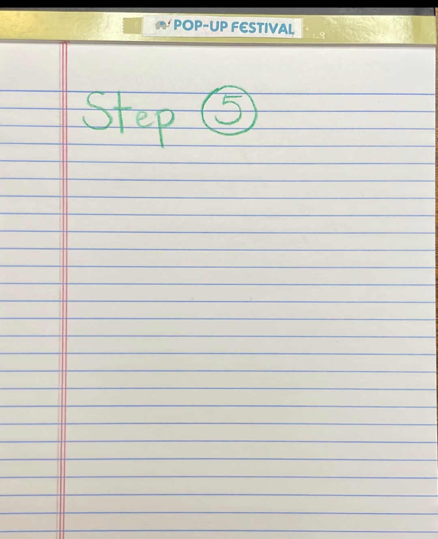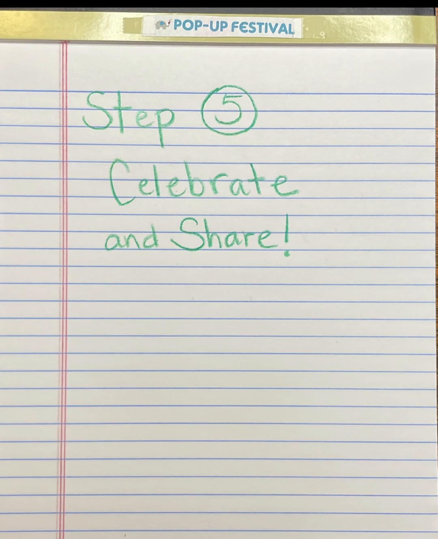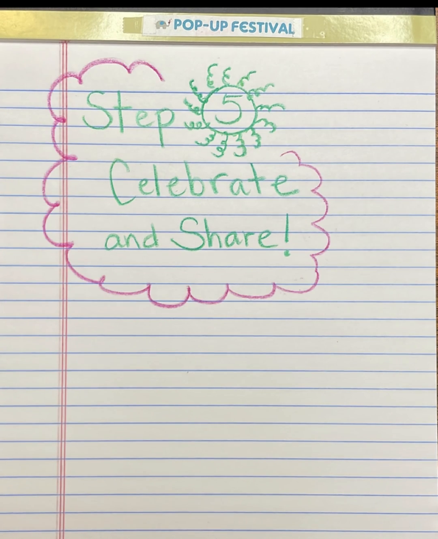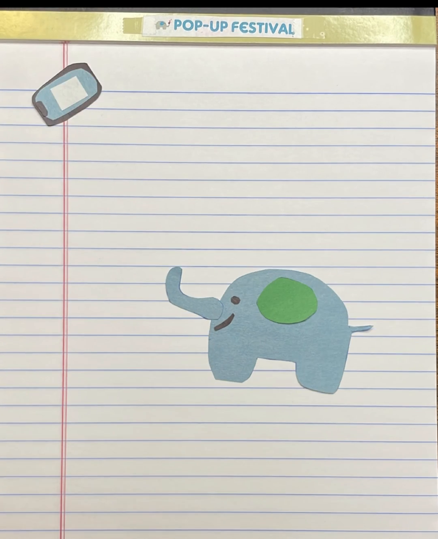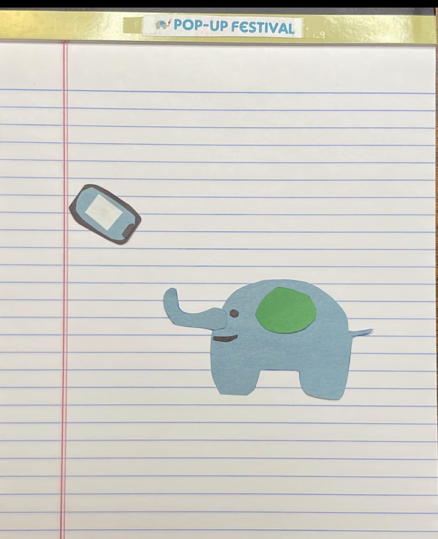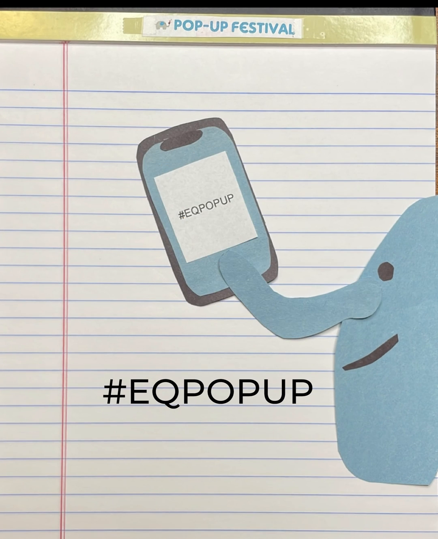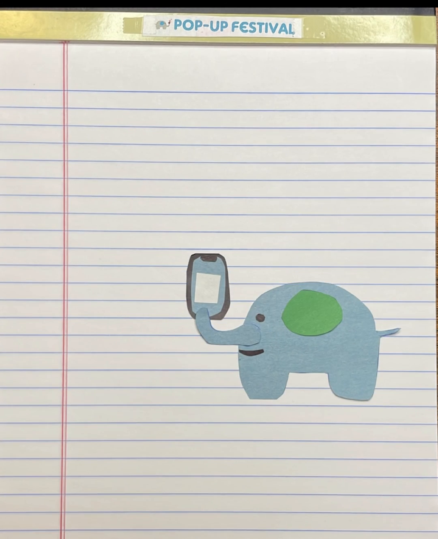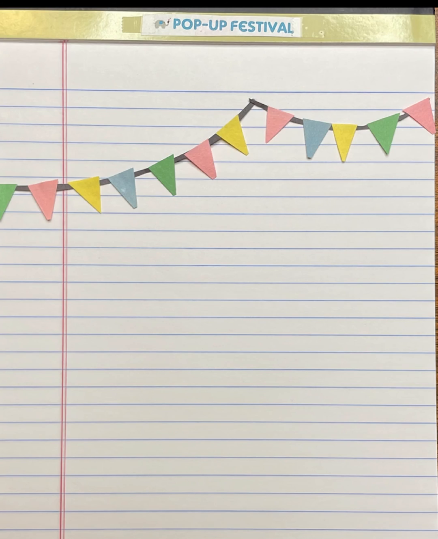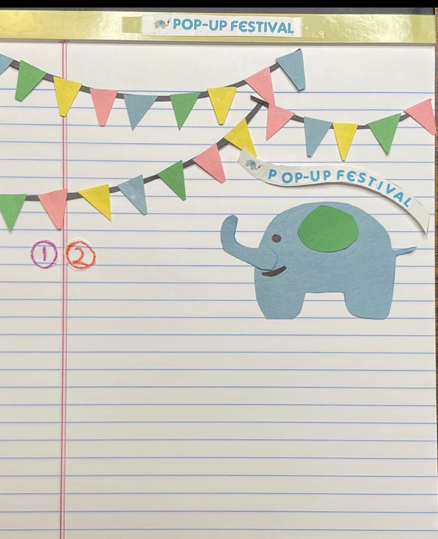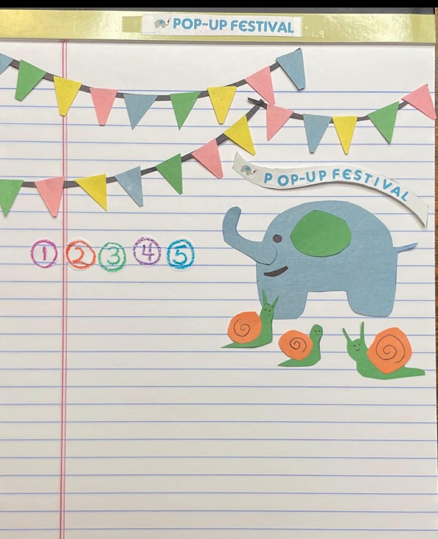Step 5. Celebrate and share. We're all excited to see your event. Share photos and join the Pop-Up Festival community on social media channels with #EQPopUp and help us spread the word about the Pop-Up Festival. There you have it. In just 5 easy steps, you can help children have better well-being.